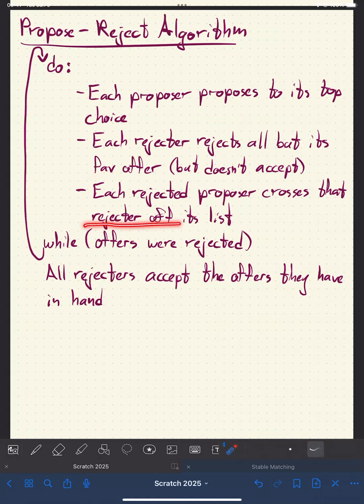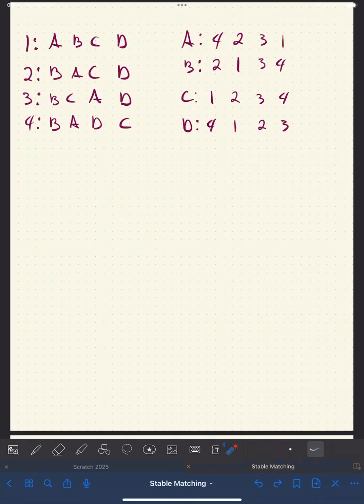And then each rejected proposer crosses the person they were rejected by off their list. And then we just keep repeating that until no more offers are rejected, and then hopefully we have a matching. So that's a lot to say with words. Let's walk through what a run of this algorithm looks like.